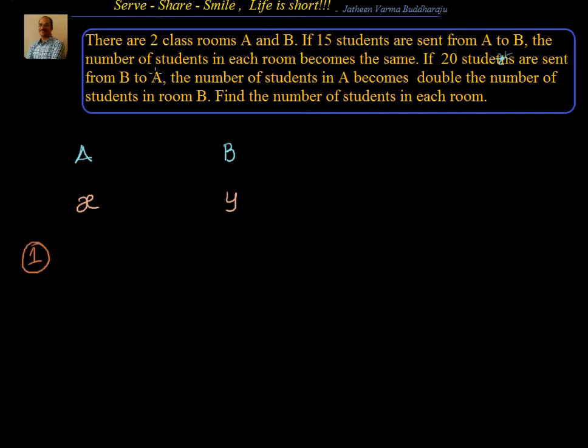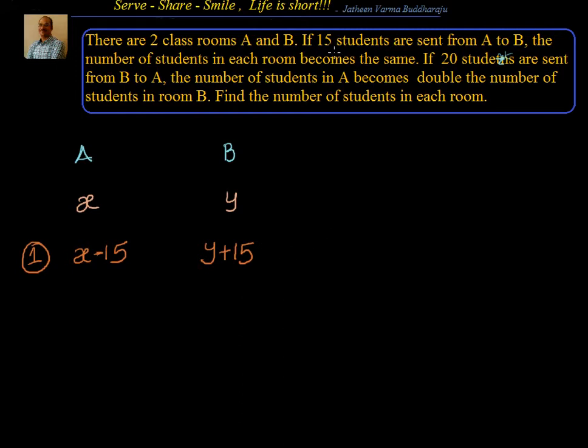The first condition says if 15 students are sent from A to B, that means from X I have to subtract 15. So X becomes X minus 15. Now Y becomes how much? Since 15 students are joining here, it will become Y plus 15.